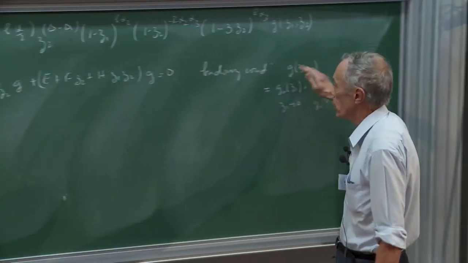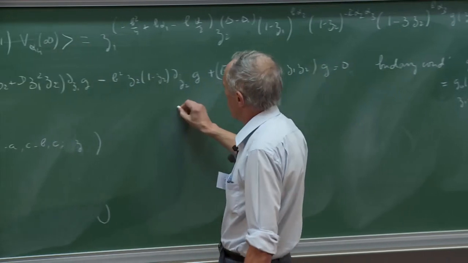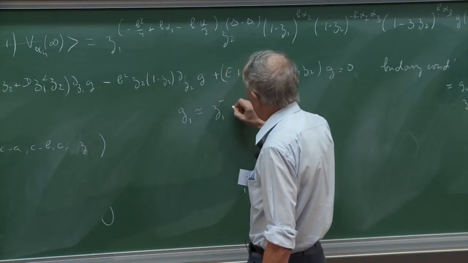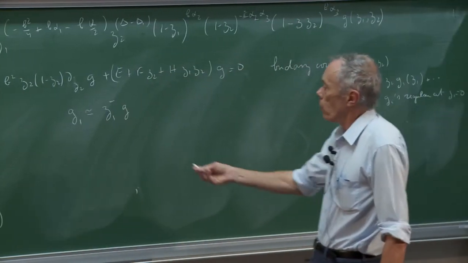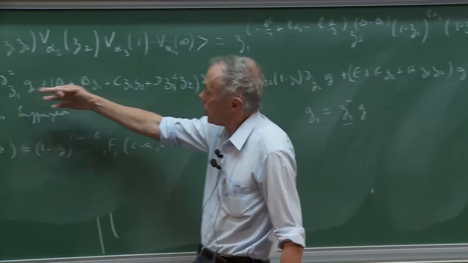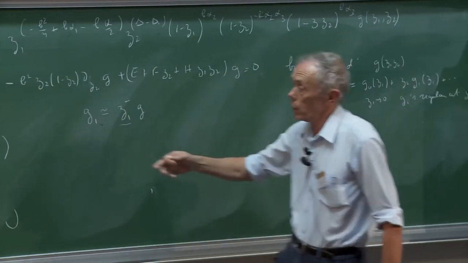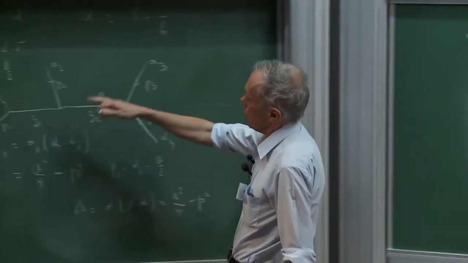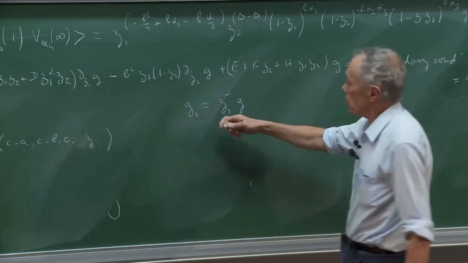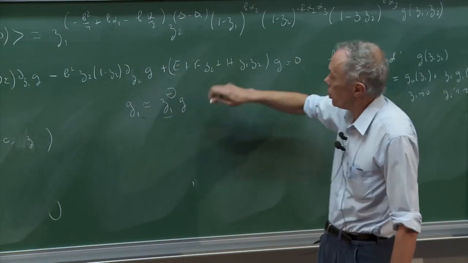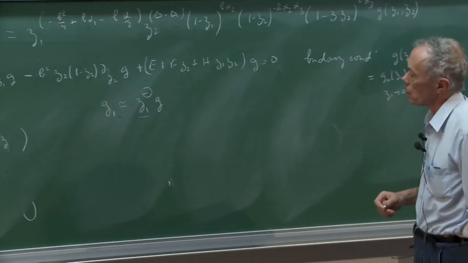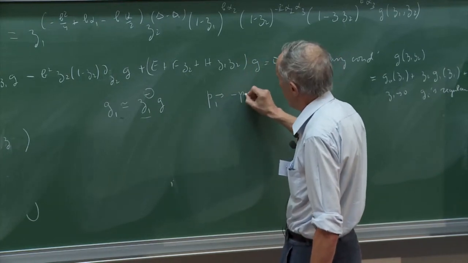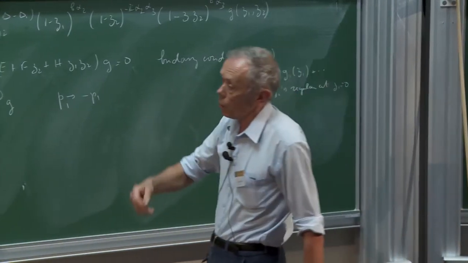Forget about the boundary condition on g, and suppose I have a solution of this, and then try another solution, g1, which would be z1 to some power times g. Try to find a power of z1 such that g1 satisfies the same equation, but with different values of the coefficients a, b, c, etc. And see what this means in terms of the external dimensions. Indeed, there is a power such that g1 satisfies the same type of equation, and this amounts to changing p1 into minus p1. So this is a very simple interpretation in terms of the external momentum, p1.